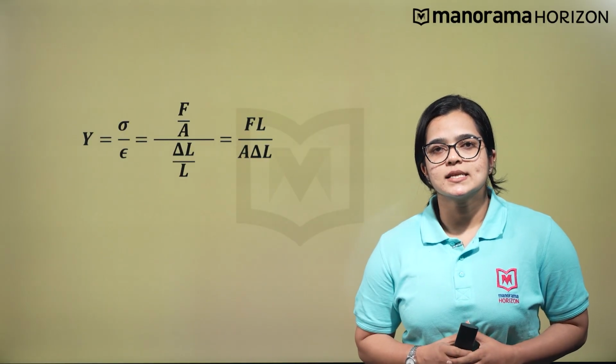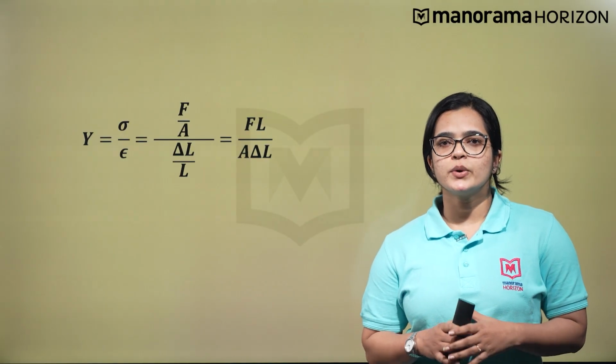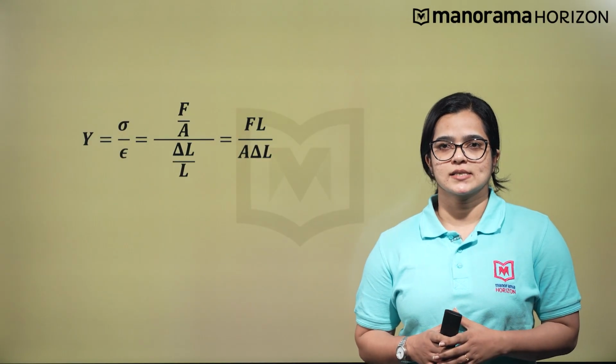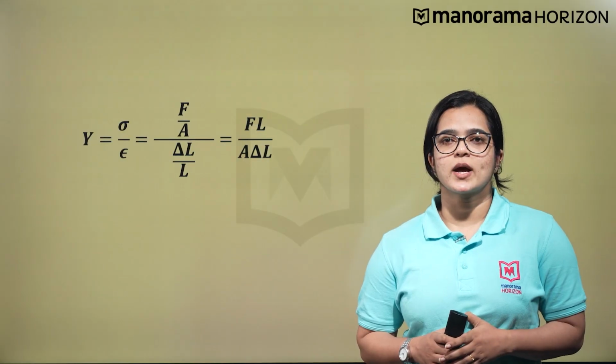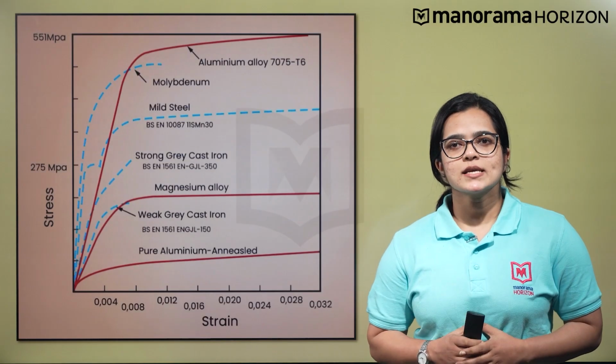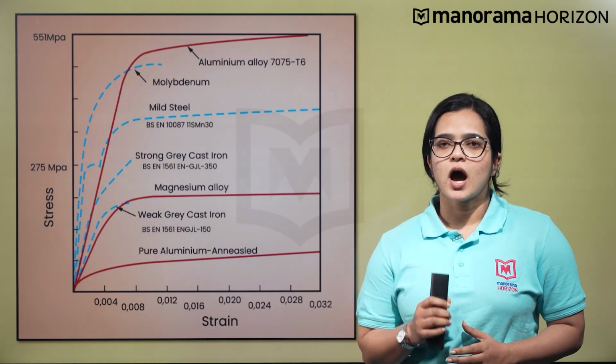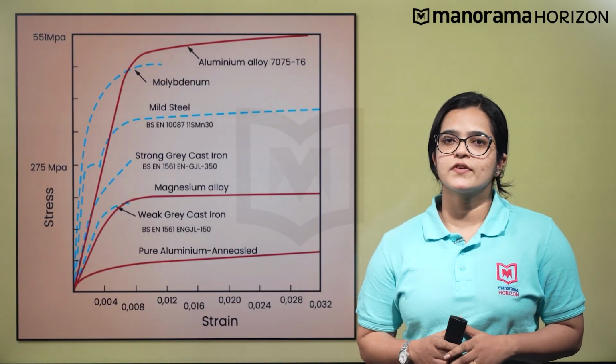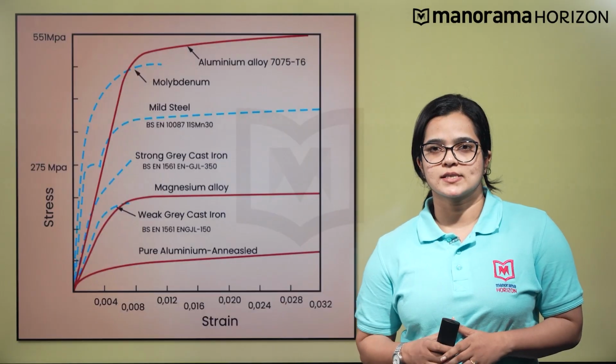Since the strain is a dimensionless quantity, the unit of Young's modulus is the same as that of stress, that is Newton meter raised to minus 2, or Pascal. Young's modulus is a measure of how stiff a material is. The higher the Young's modulus of a material, the more stiff it is.